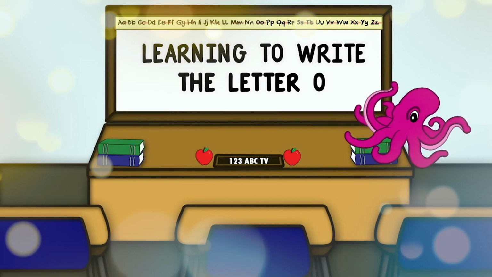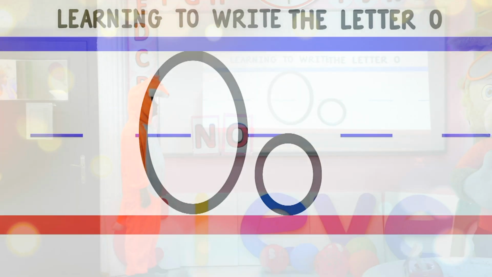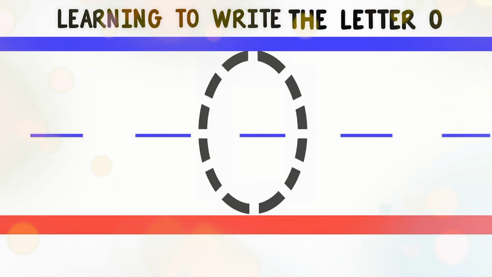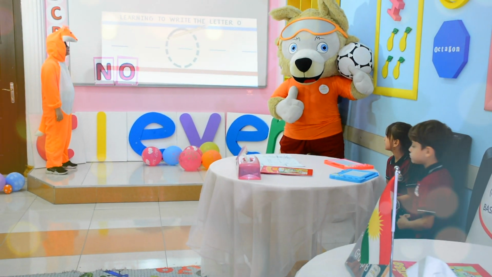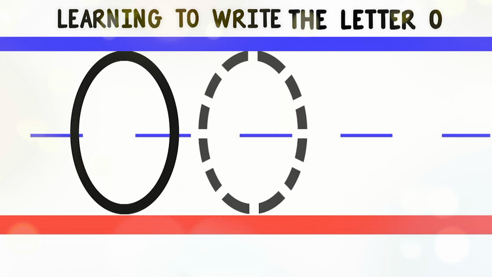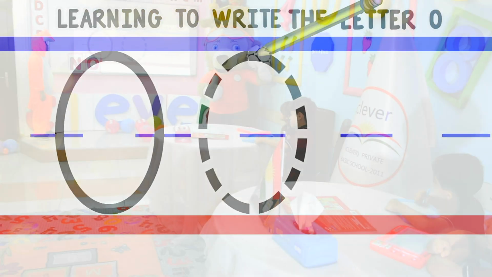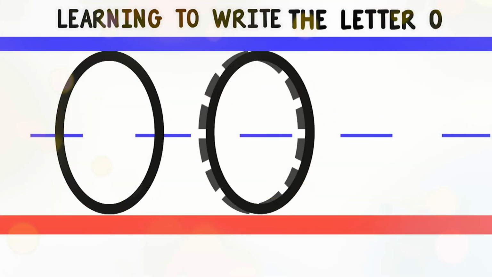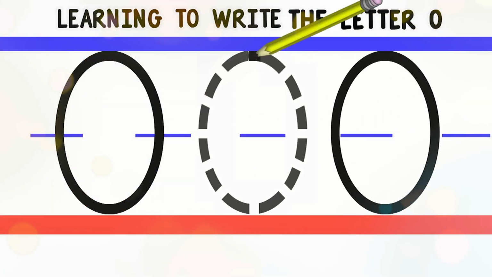Good job! O as in octopus. We'll start with uppercase or big O. To write uppercase O, we'll start at the top and do a full circle. Good job! Let's do that again. We'll start at the top and do a full circle around. Good job! Now you try.